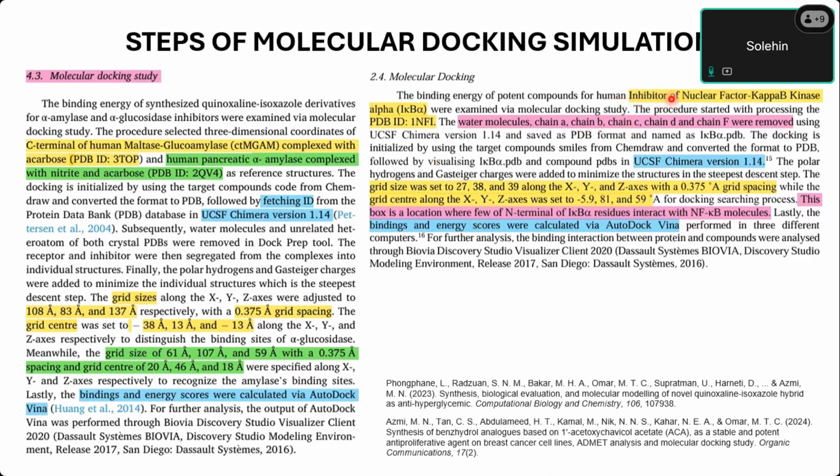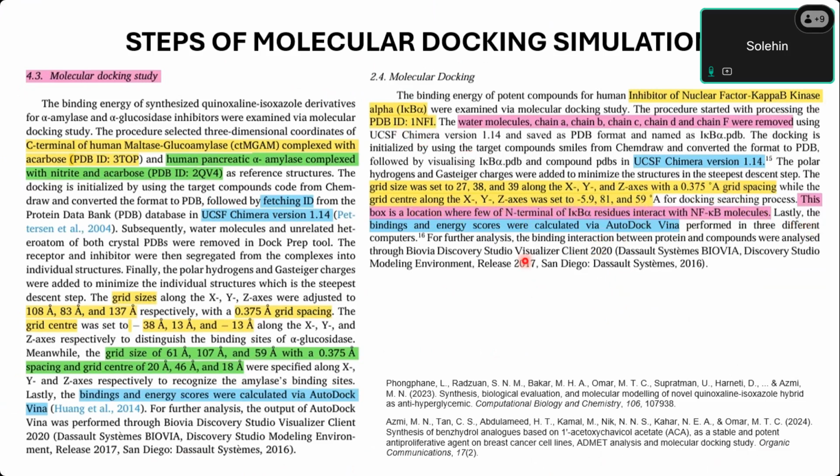by docking run using the inhibitor of nuclear factor kappa B kinase alpha, or IKK-alpha. The PDB ID is 1NF1. The software used here is UCSF Chimera in tandem with AutoDock Vina with the grid size of 27, 38, and 39 XYZ with 0.375 angstrom grid spacing, and the grid center along the XYZ set to negative 5.9, 81, and 59 angstrom for the docking searching purposes.